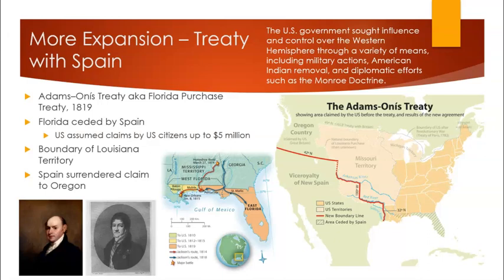The treaty would also define the western boundary of the United States where it bordered New Spain, and Spain ceded its claims to the Oregon Territory to the United States. Now, all sections of the country actually supported this purchase, but really the South stood to benefit the most.